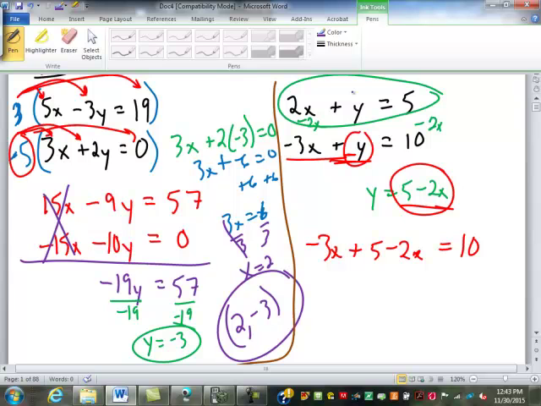Keep your hands to yourselves, guys. That would have been at that table at that point.